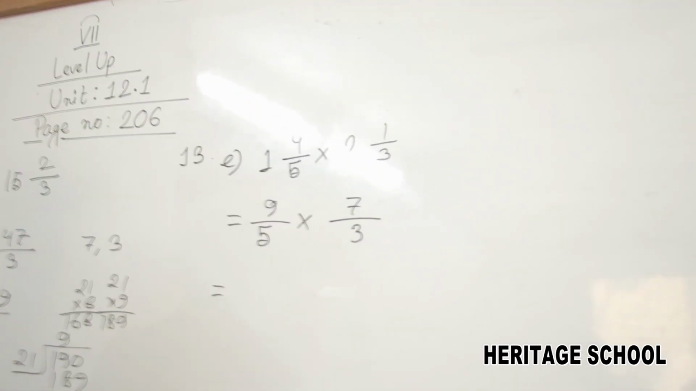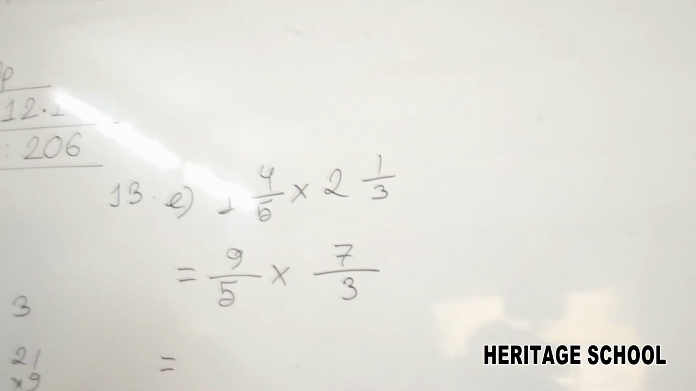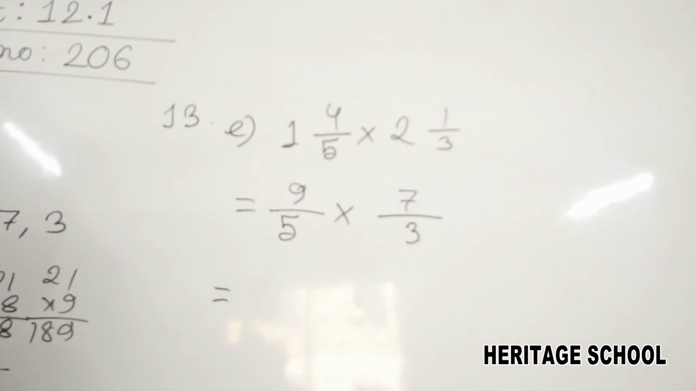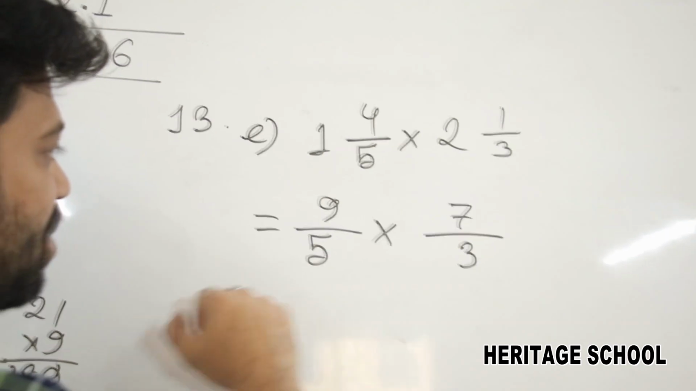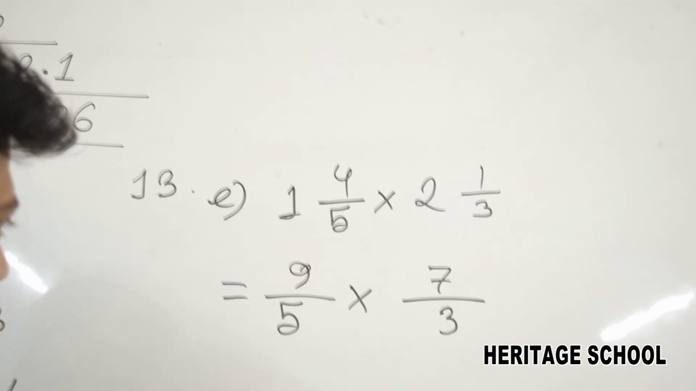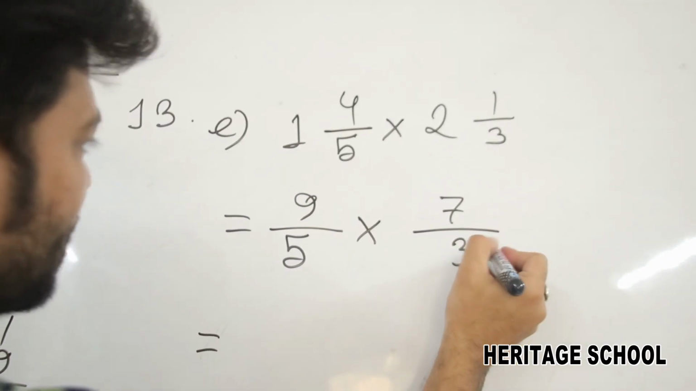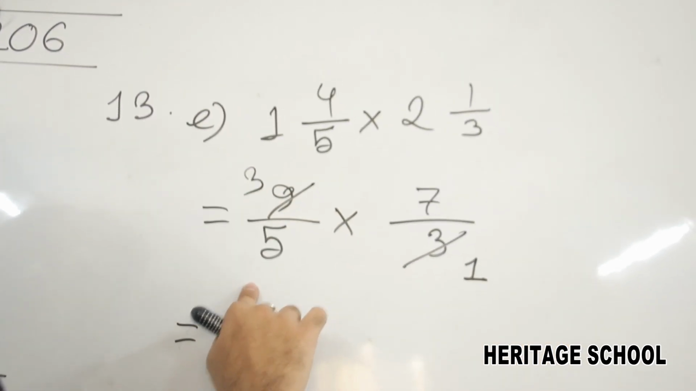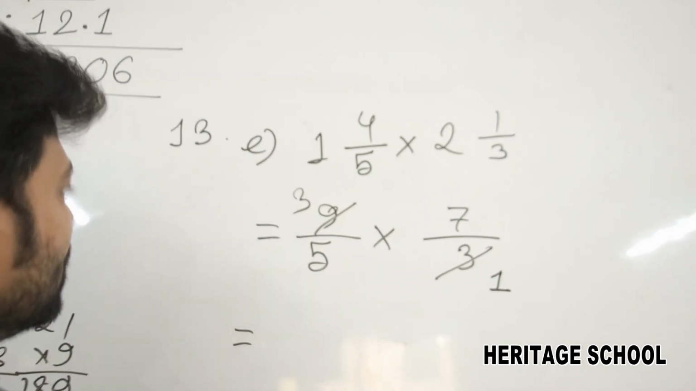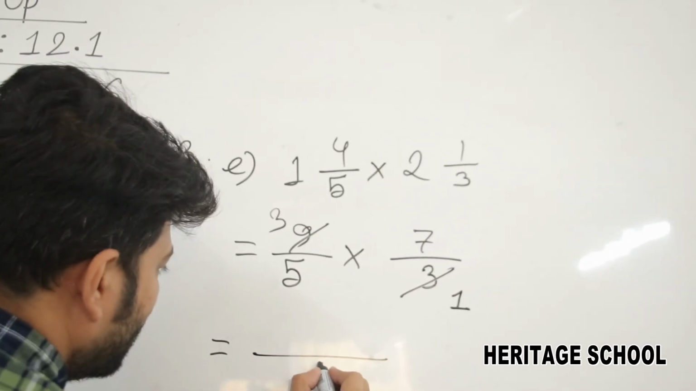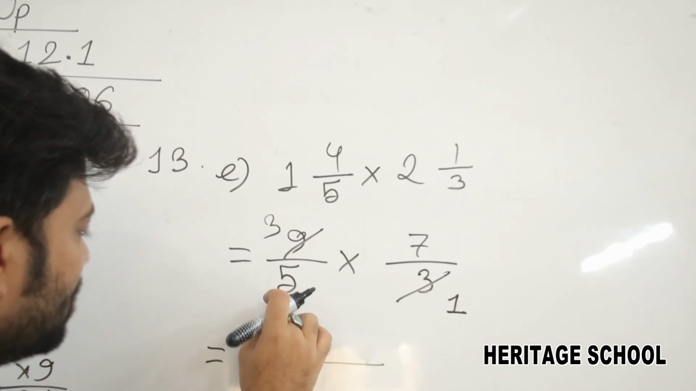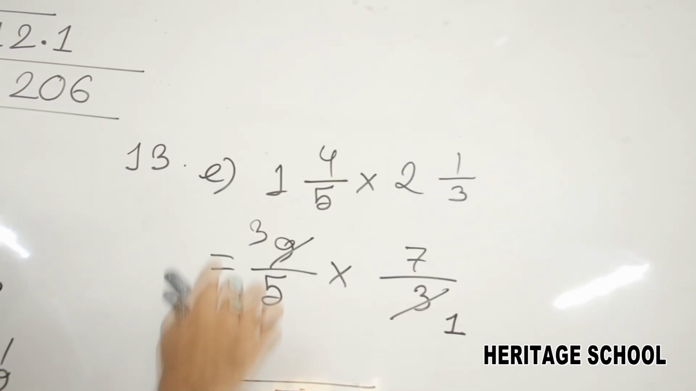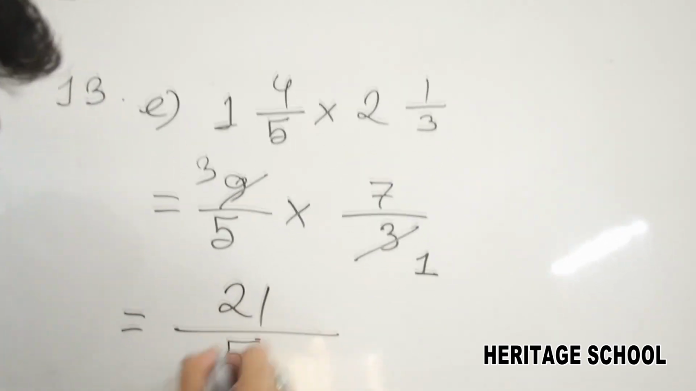So can we chop these fractions? If I want to chop, we have to see the denominators with the numerators. So the denominators are 3 and 5, the numerators are 9 and 7. Can we chop 9 with 3? Yes, we can chop. 3 ones are 3, 3 threes are 9. Can we chop 3 with 5? No. Can we chop 5 with 7? No. So if I can't chop any number, let's multiply the denominators: 5 multiplied by 1 is 5, and 3 multiplied by 7 is 21.